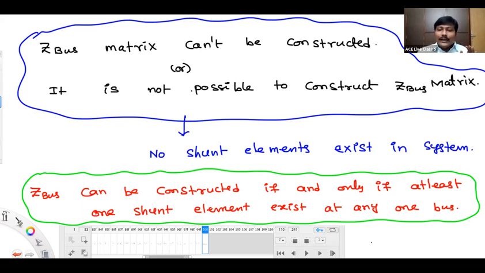What's the reason? Definitely we have a shunt element by means of generator, right? You don't have a practical system without generator. So as and when you say we have a generator, definitely there exists a shunt element in the system and it is possible to construct the Z-bus matrix, definitely.